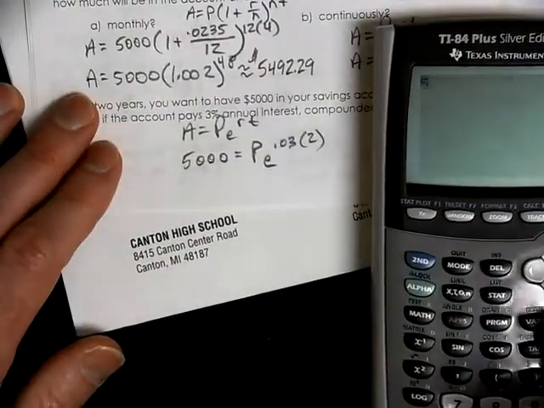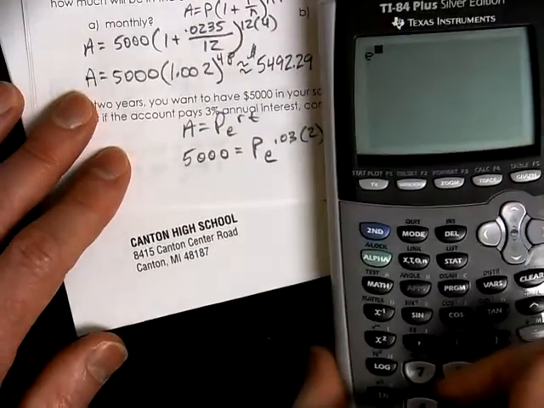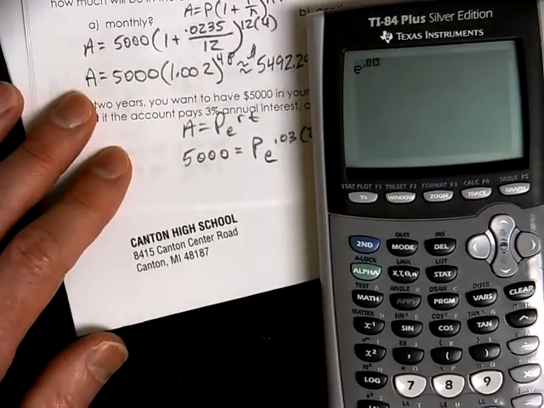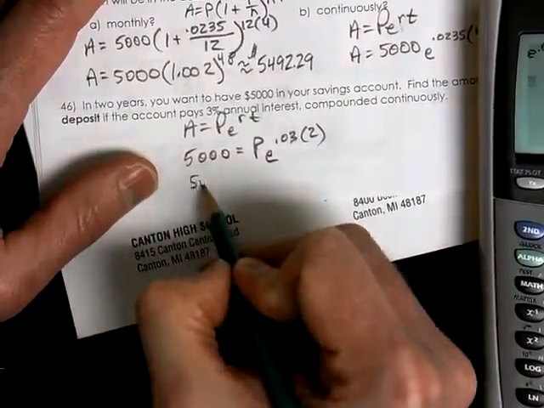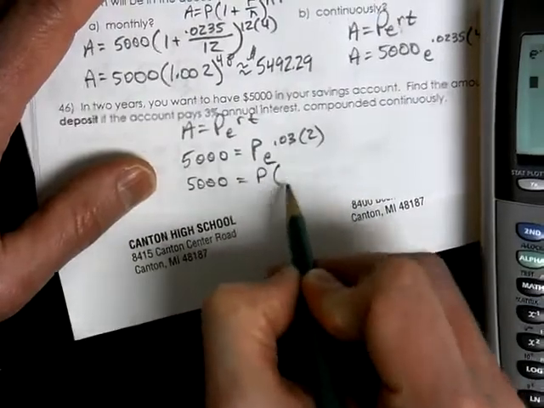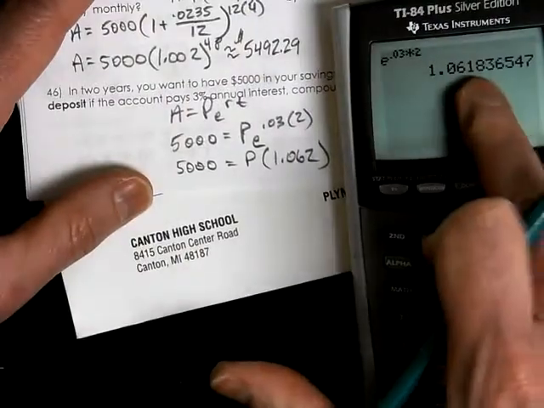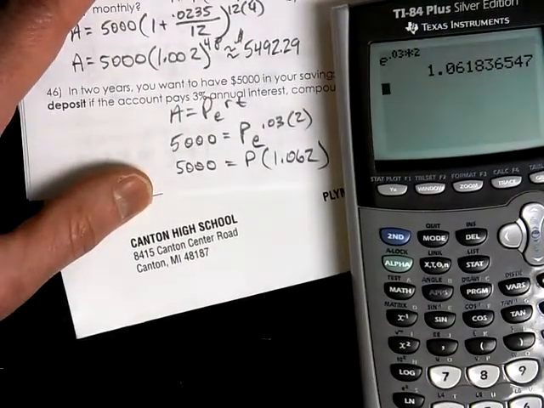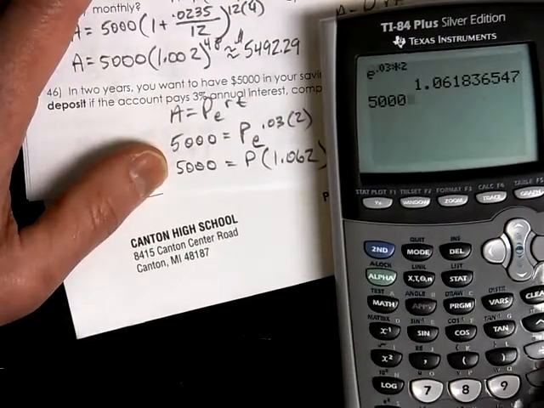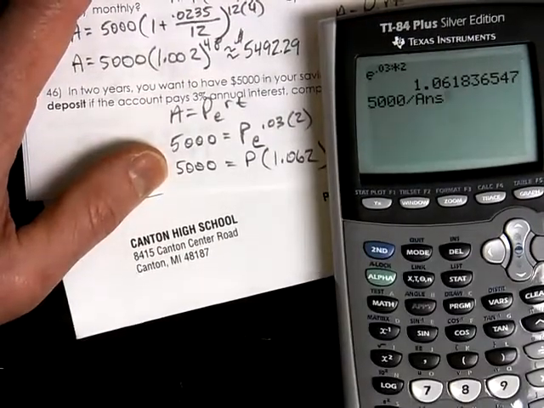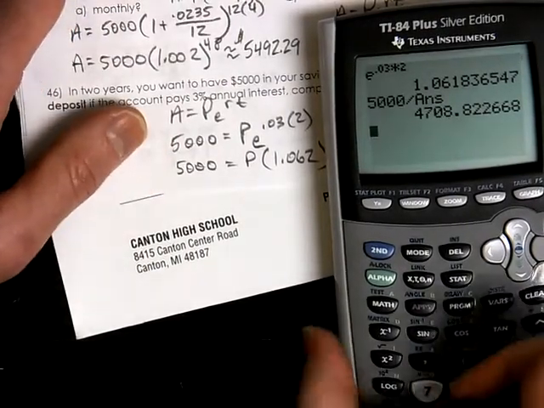So we can figure out what e to the 0.03 times 2 gives us. That is 1.062, but I'm going to use the whole value. This won't make a big difference because we're not raising it to powers, but we take 5,000 and we divide it by our previous answer. So we should get 4,708.